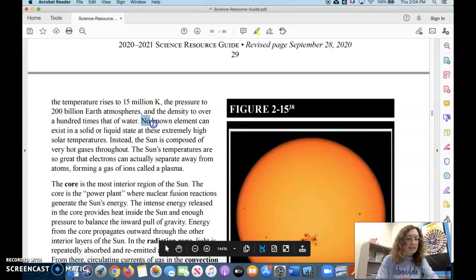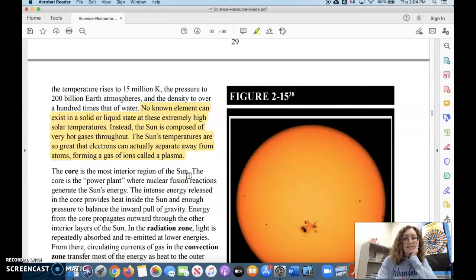this is a fascinating thing that I had to point out. No known element can exist in a solid or liquid state at the temperatures at which the sun burns. So instead, the sun is composed of hot gases everywhere. There's no solid, there's no liquid. It's all gases or it's plasma. Plasma happens when electrons separate away from the ions.